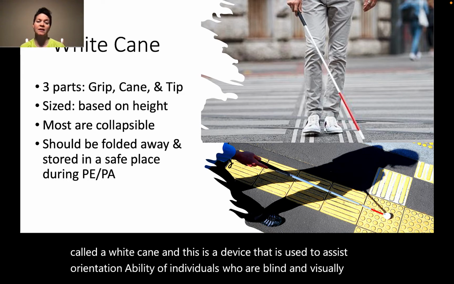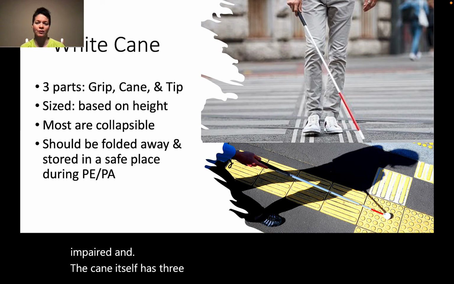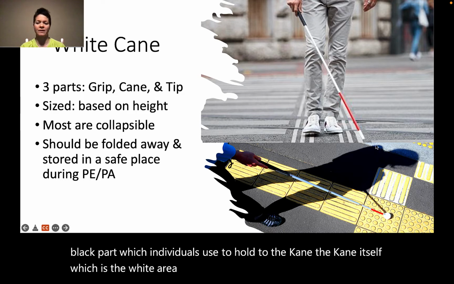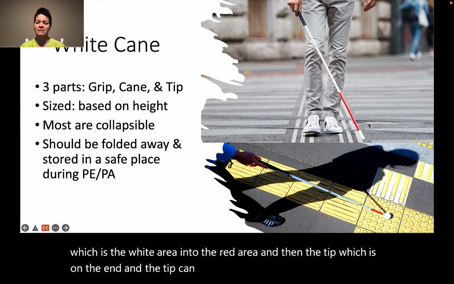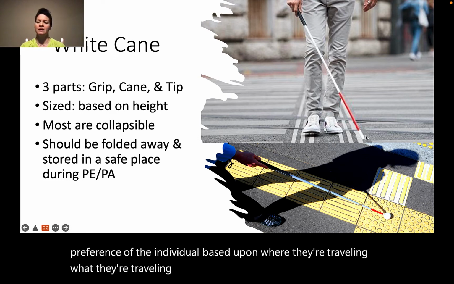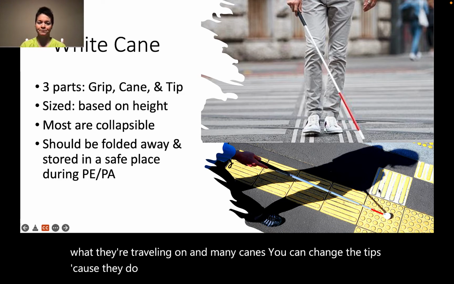And the cane itself has 3 parts to it. It has the grip, which is the top black part, which individuals use to hold on to the cane. The cane itself, which is the white area into the red area, and then the tip, which is on the end. The tip can be really different based upon the preference of the individual, based upon where they're traveling, what they're traveling on, and many canes you can change the tips because they do also get worn away.